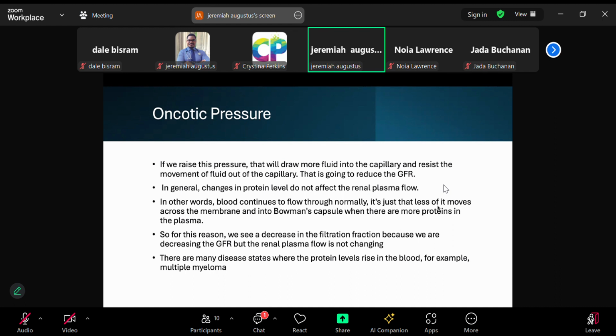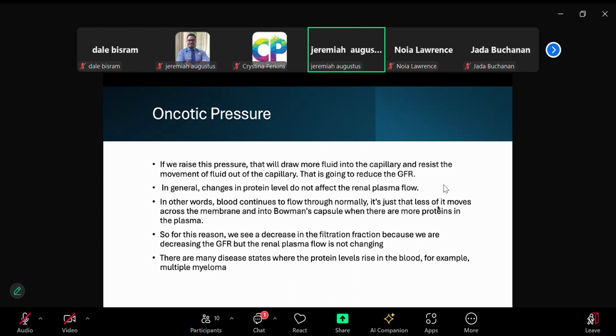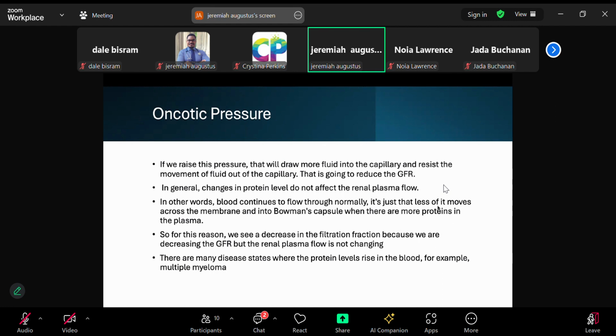Right, but you remember those Bence Jones proteins? Those Bence Jones proteins are disgusting. They're everywhere, and they are going to increase the oncotic pressure, and that's why you have a decreased GFR in a patient with multiple myeloma.